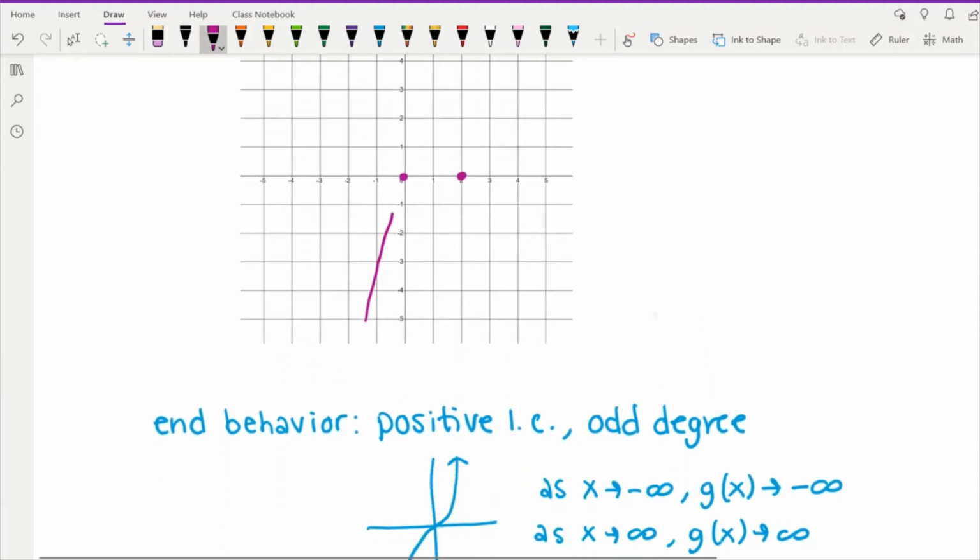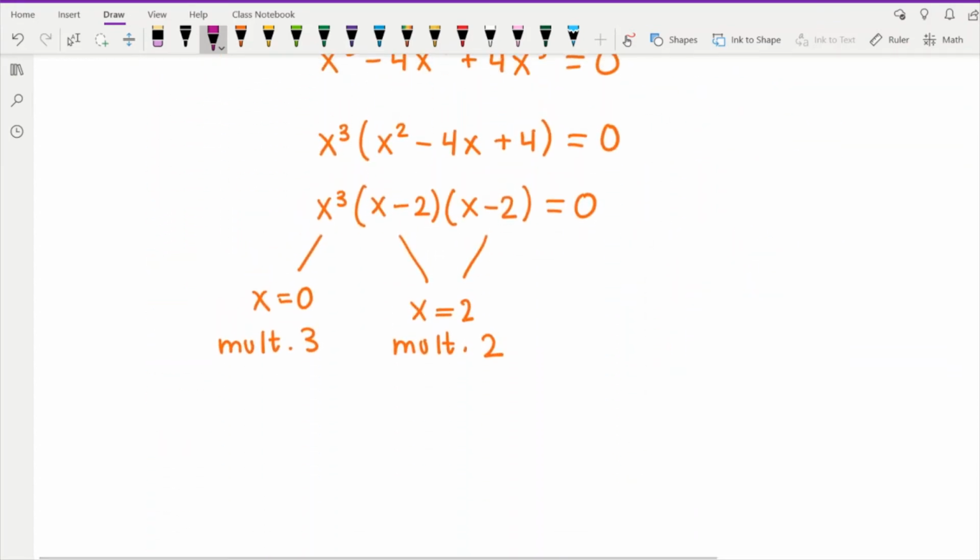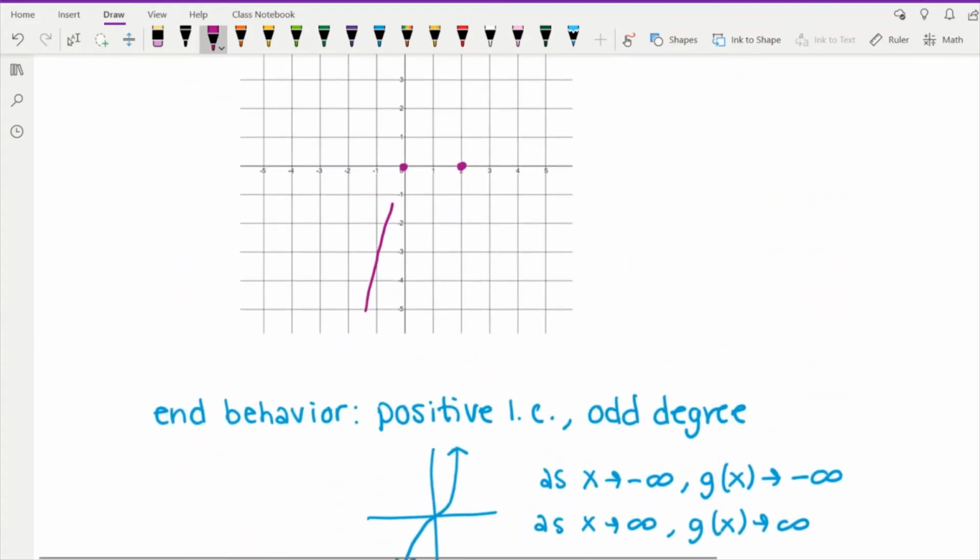Okay, so what's supposed to happen at 0? Well, at 0, we had multiplicity 3. And so that means the graph is going to pass through, but it's going to kind of flatten out as it passes through. So I'm going to make the graph go here, and actually let me redo this because I don't think I left myself quite enough space.